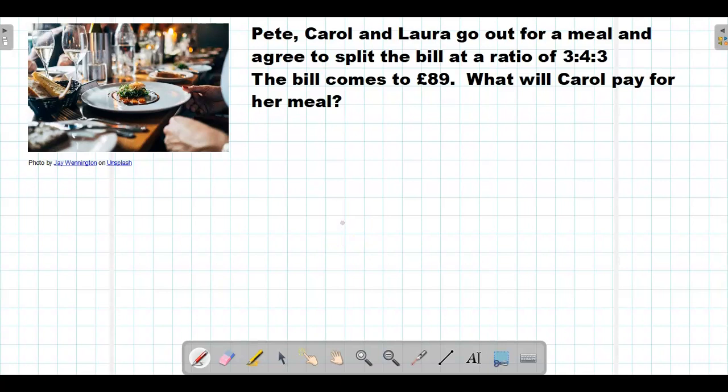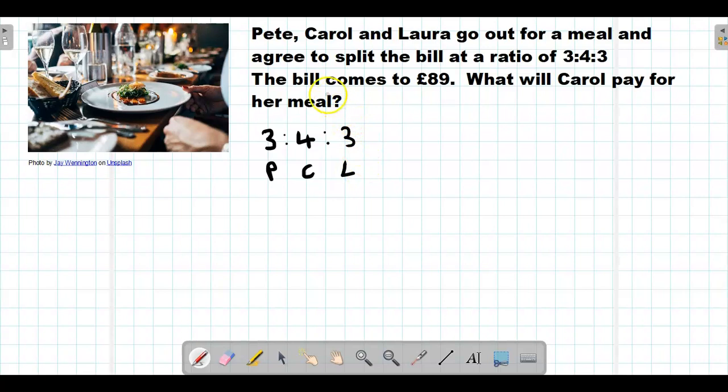Pete, Carol and Laura go out for a meal and agree to split the bill at a ratio of 3 to 4 to 3. Important information here, I've got to make sure I note the order in which names are said because this directly links to the ratio here. So Pete is getting 3, Carol is getting 4 and Laura is getting 3. So I might actually even write this here. 3 for Pete, 4 for Carol, and then 3 for Laura.